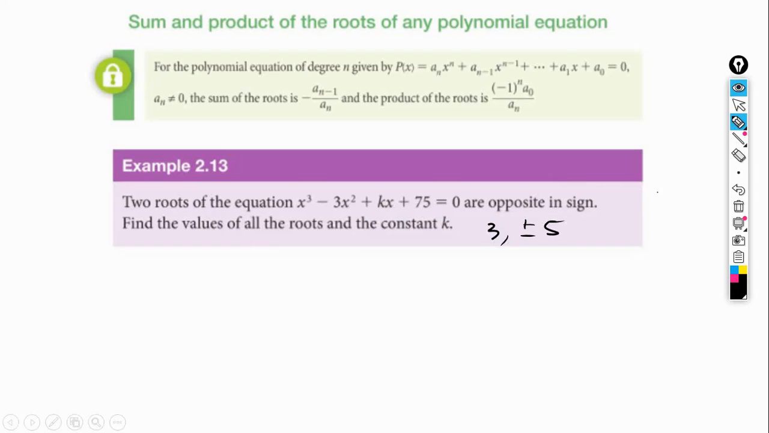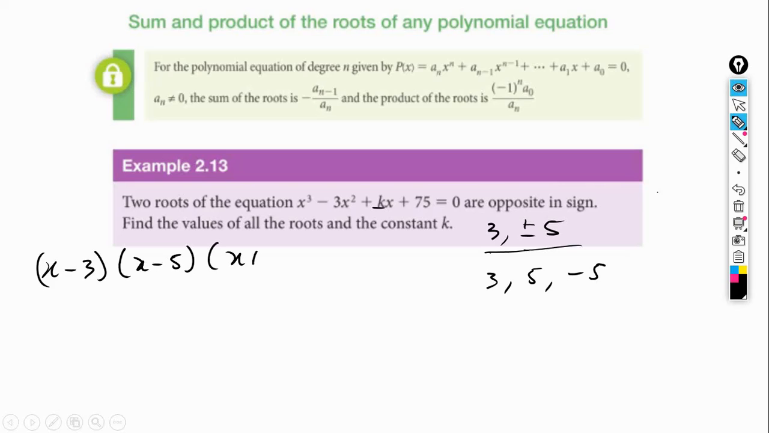Very well. So we found the three roots, which were 3, 5, and negative 5. So now we have to find the constant k. So how can we do that? Well, if we know that these are the roots, 3, 5, and negative 5, then we know what the factors are. Because if these are the roots, then the factors should be x minus 3, remember always opposite in sign, x minus 5, and x plus 5.